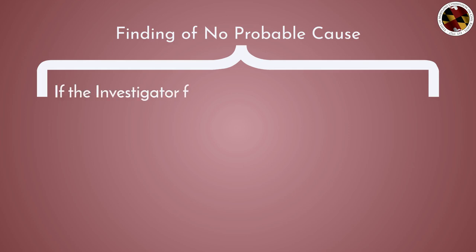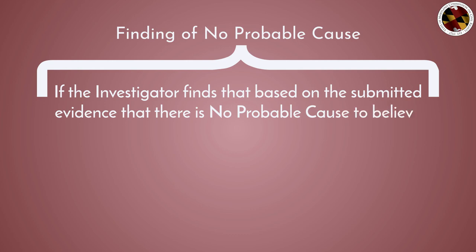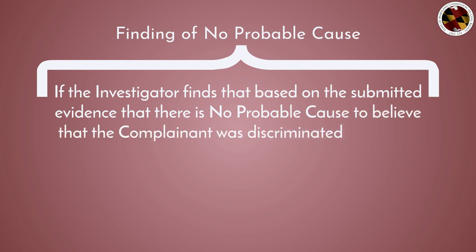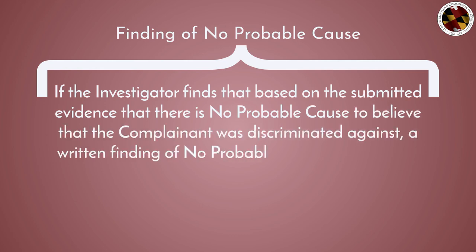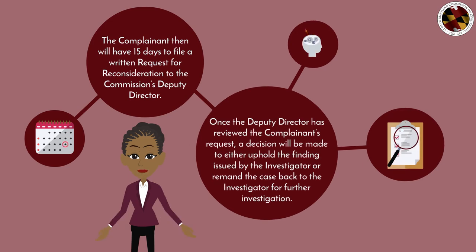Finding of no probable cause. If the investigator finds that based on the submitted evidence that there is no probable cause to believe that the complainant was discriminated against, a written finding of no probable cause will be issued, and the case will be subsequently dismissed. The complainant then will have 15 days to file a written request for reconsideration to the Commission's Deputy Director. Once the Deputy Director has reviewed the complainant's request, a decision will be made to either uphold the finding issued by the investigator or remand the case back to the investigator for further investigation.